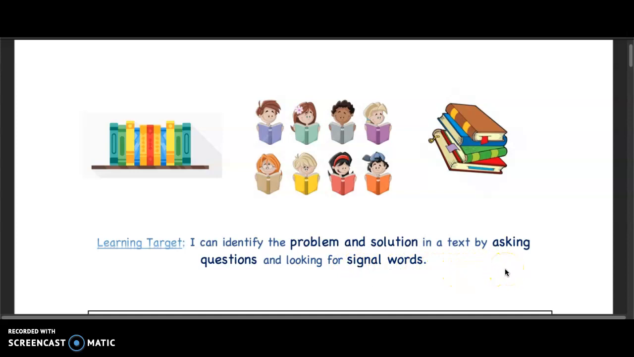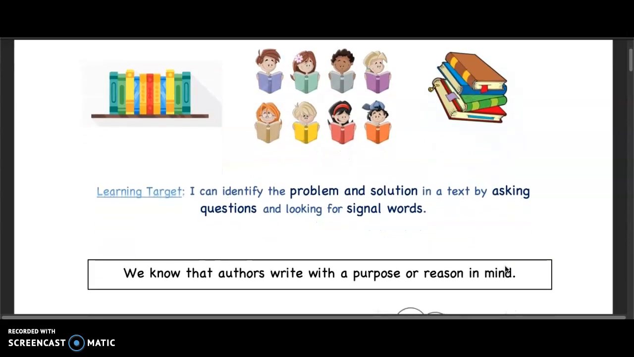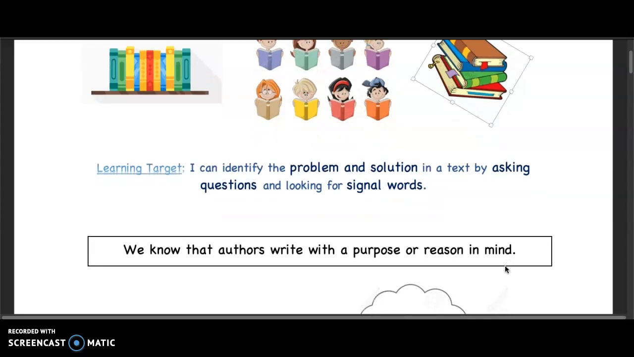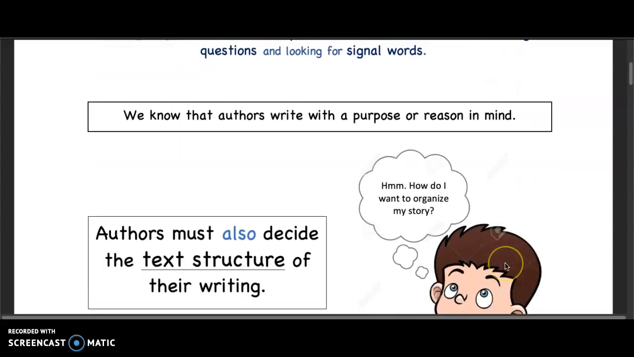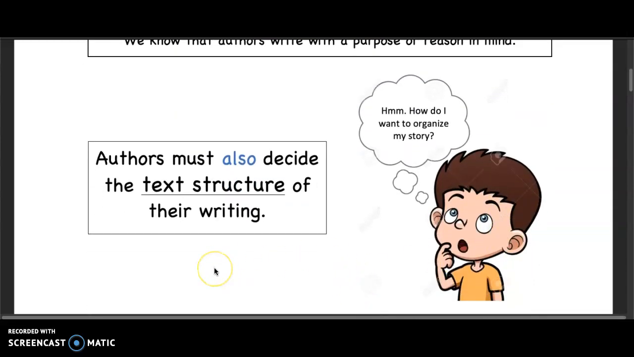So today's lesson is problem and solution, and I think it's important if we talk about how this fits into what we've already been learning. We know that authors write with a purpose or reason in mind, and we call that the author's purpose. Once they have this in their minds, they have to think of how they want their story or text to look. Authors must also decide the text structure of their writing.